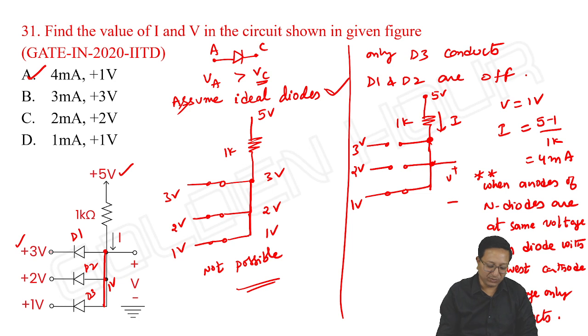Then I can comfortably decide which diode conducts and which doesn't. If you have some resistors here, something like this, then we do not know. We have to take the nodal analysis and find the current through each of the diodes. Based on that only we can decide.